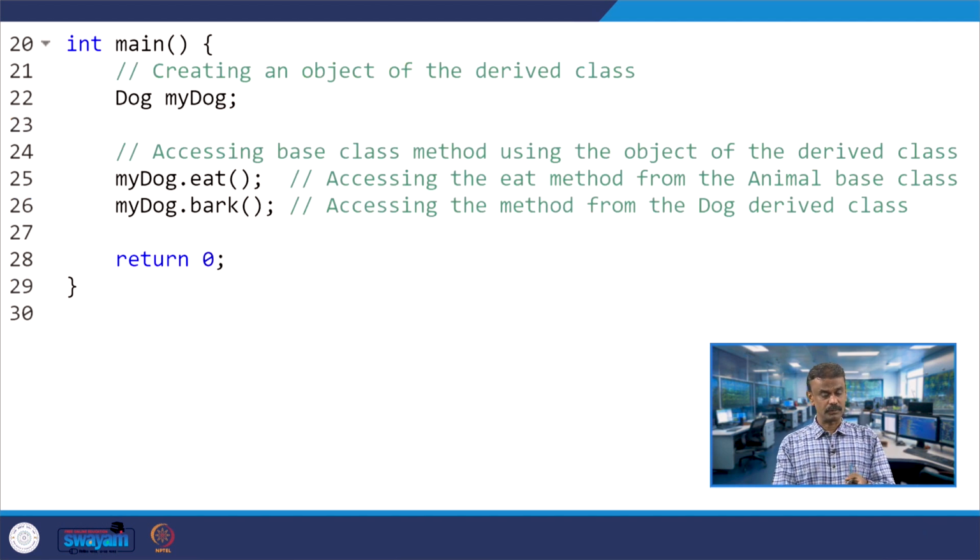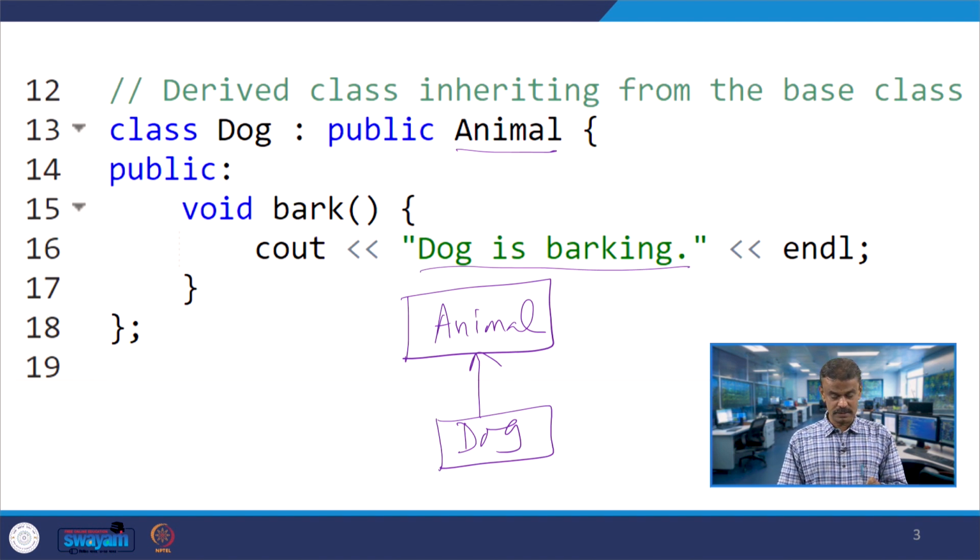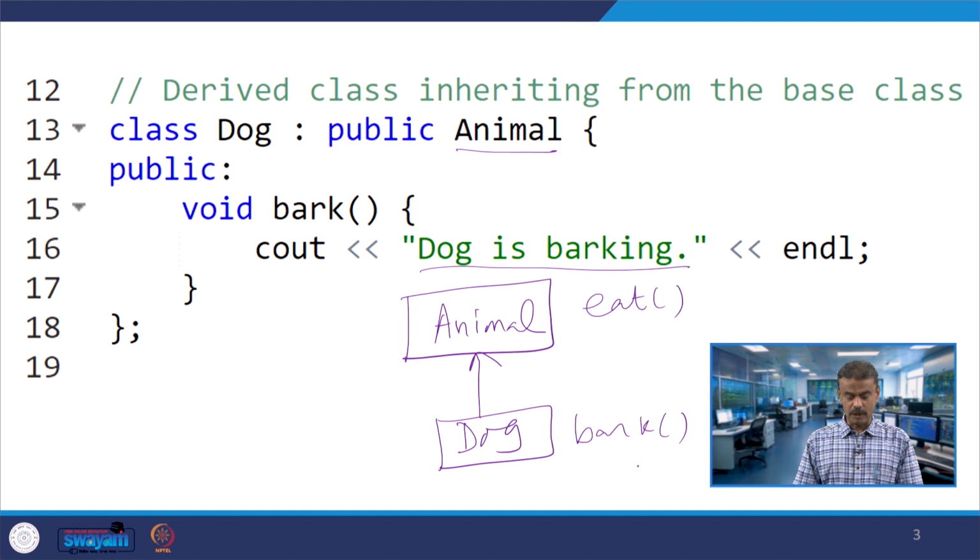Now we can see, we are creating an object myDog under the class dog. Now myDog is invoking the member function eat. Here you have the eat member function, and here you have the bark member function. The name of the object is myDog, and this object is invoking eat. Yes, it is possible, because dog is publicly inheriting animal.